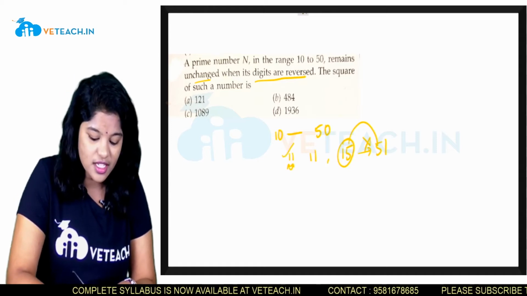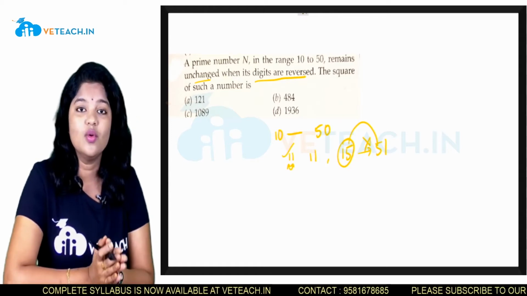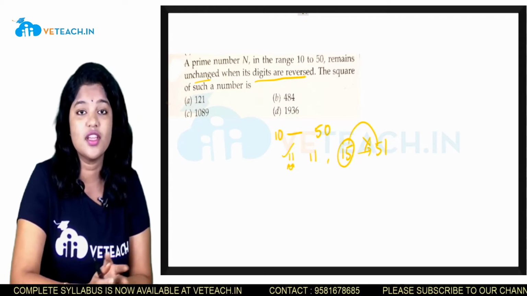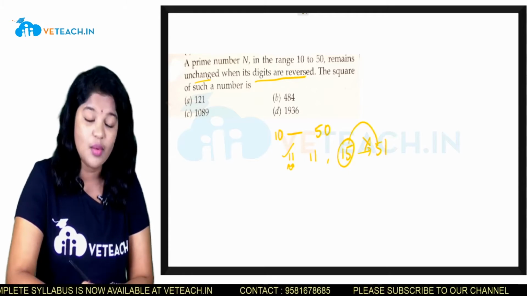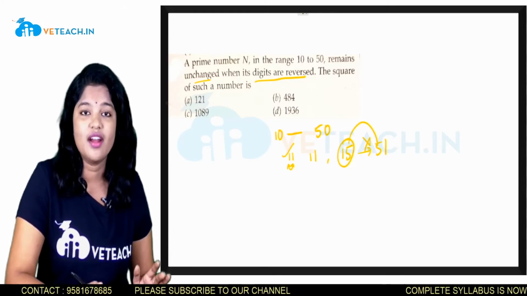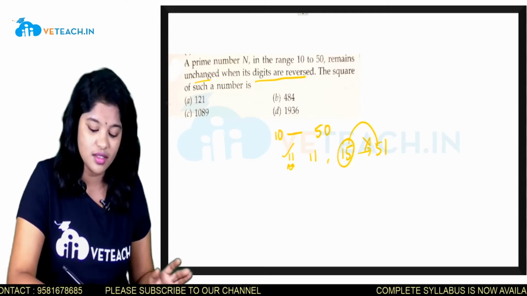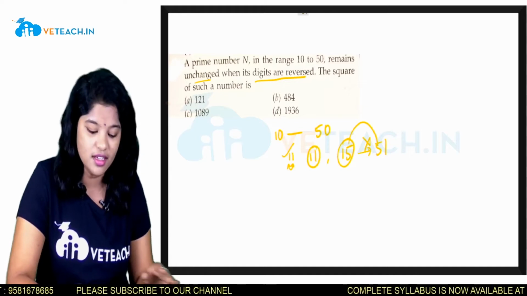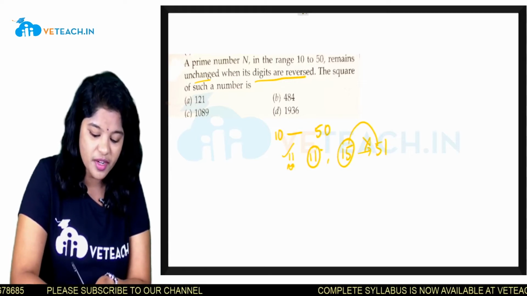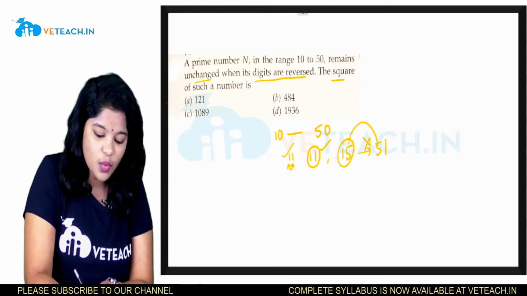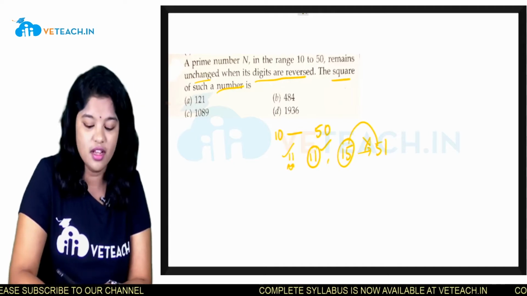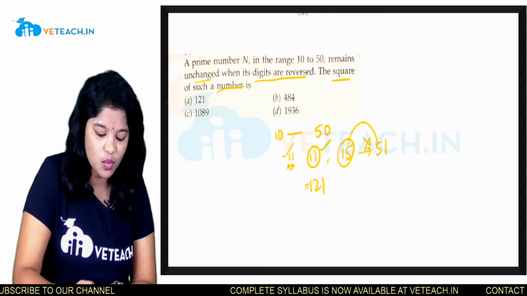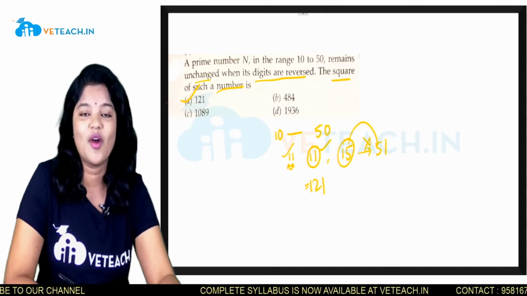So 11 is the only answer whose number, after interchanging the digits of the places, remains the same. 11 is the only number where after interchanging the digits, the same number is obtained. So now such a number is picked out and the square of such number should be obtained. So 11 square is nothing but 121. That is nothing but option B.